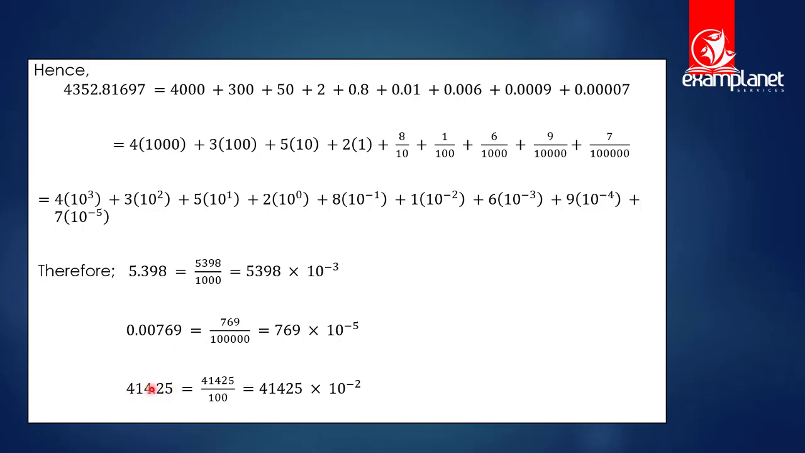Next, 414.25. I remove the point. I have 41425 divided by 1 with how many zeros? 2 zeros, because I have 2 numbers after the point. Which now gives me 41425 times 10 to the power minus 2. So we have simply written these decimal numbers in what we call standard form. If you see it like this, you should be able to write it this way. If you see a fraction like this, you should be able to write it in decimal form without wasting your time.